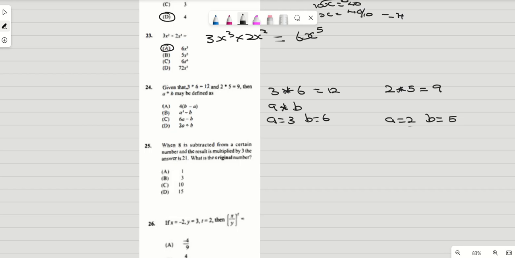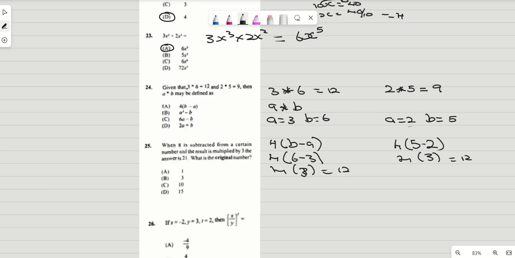All right, this is a repeated question, so this is the second time I'm seeing it. Let's look at this. If A is 3, we're going to use this first one. Option A is 4 open bracket B minus A. So that's 4 open bracket 6 minus 3. That's 4 by 3 is equals to 12. Yes, we got that, but let's see if it works for this one. 4 open bracket 5 minus 2. That's 4 by 3 is 12. We need to get 9. So we know that A is not your answer.